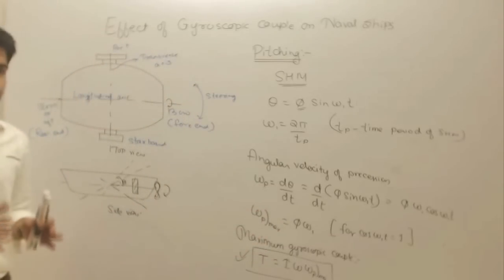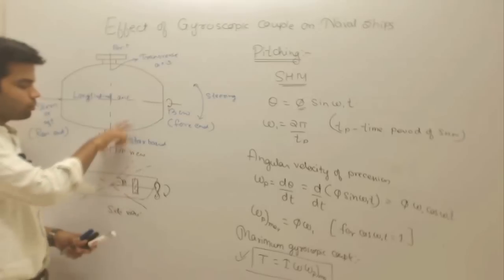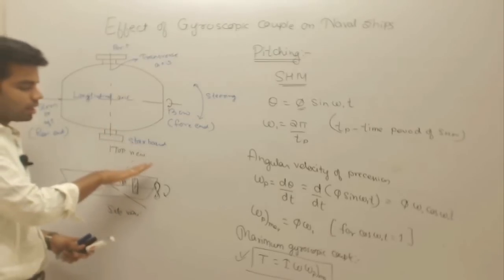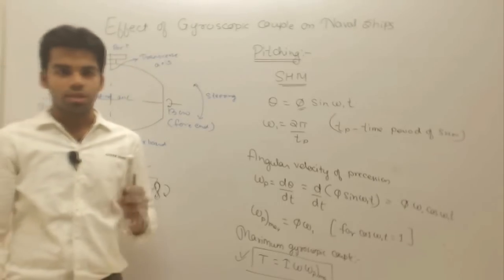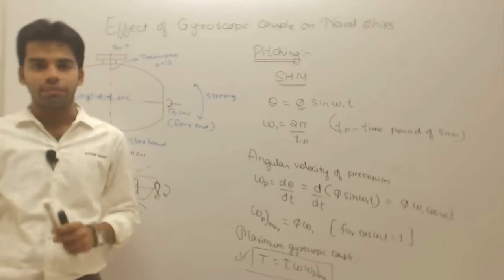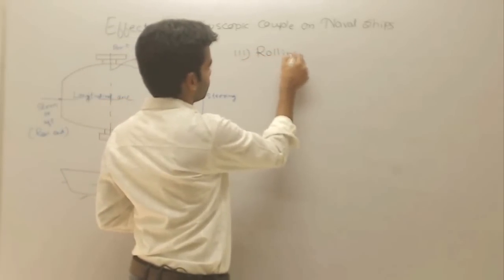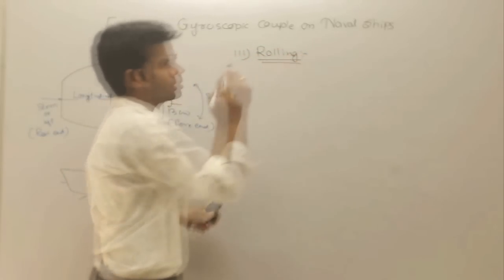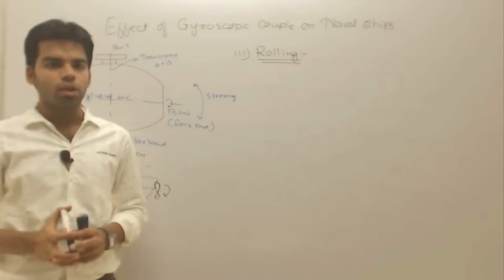And the effect I have already told you: if the ship is pitching upwards, then it will move towards starboard, and if it is pitching downwards, it will move towards port. So this is the effect of pitching on a naval ship. The third phenomenon is rolling. Now, what is the effect of gyroscopic couple during rolling on a naval ship?